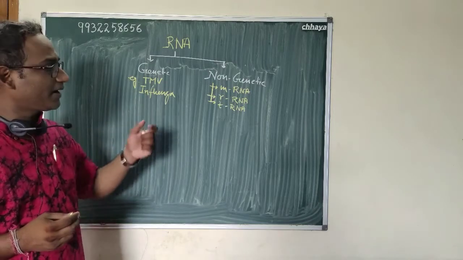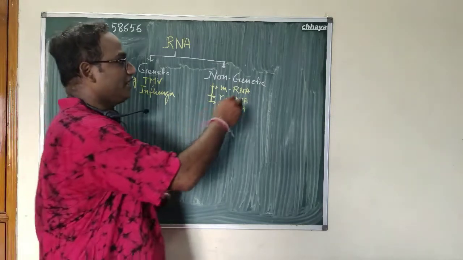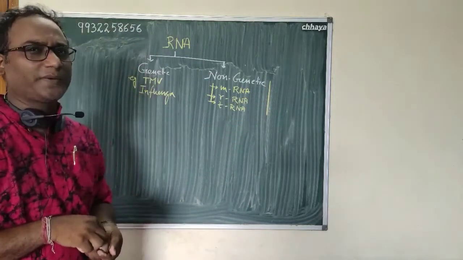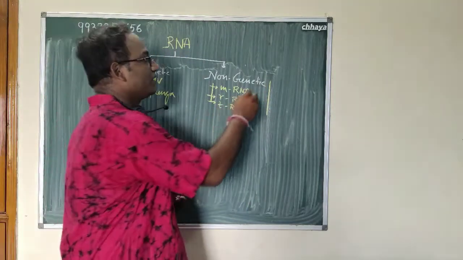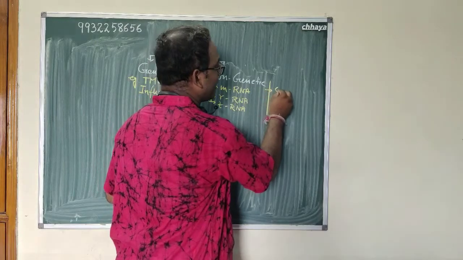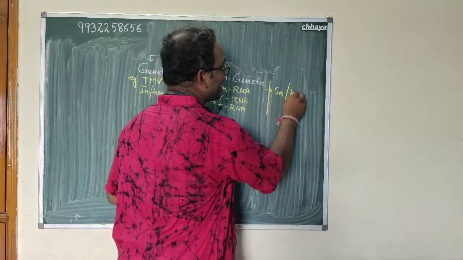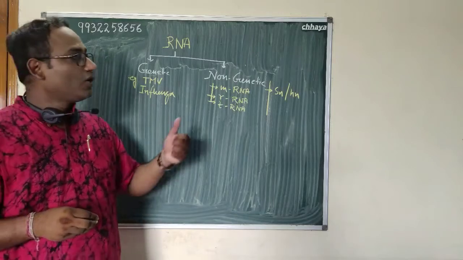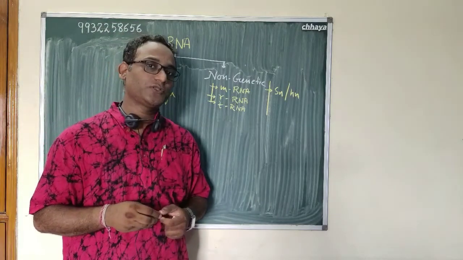Except these three, mRNA, rRNA and tRNA, there are other RNAs which are not as important but are present within the cytoplasm. The first one is the snRNA. snRNA is also known as hnRNA. What is the full form of snRNA? That is small nuclear RNA or heterogeneous nuclear RNA. This is also another type.